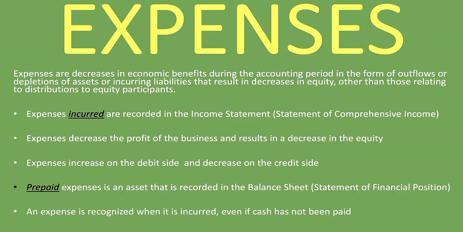An expense is recognized when it is incurred, even if cash has not been paid. So whenever you've incurred an expense, you have to recognize it even if cash has not been paid for that expense as yet. What are some examples of expenses?